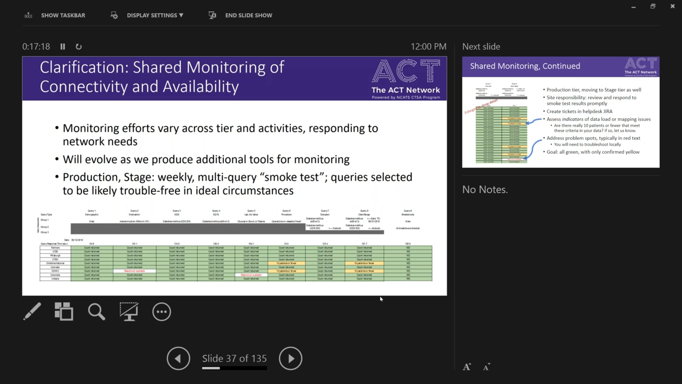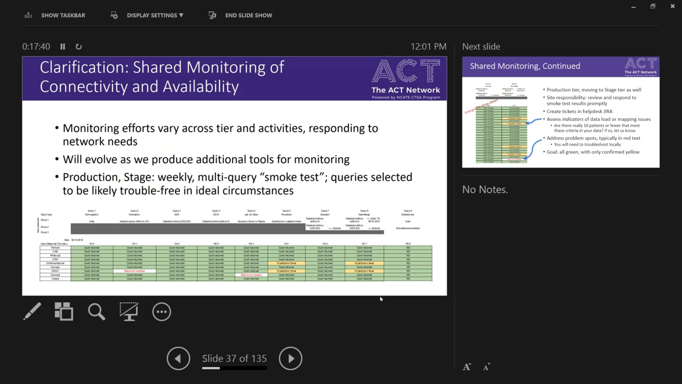Now, monitoring. We just started sharing some with the stage network. We've done this for production. This will evolve in time. Right now, Sam runs a weekly query. I've got a sample of it here from production. And we hope to develop tools in the near term that will do this in a more automated manner.